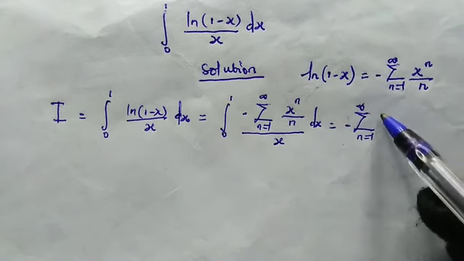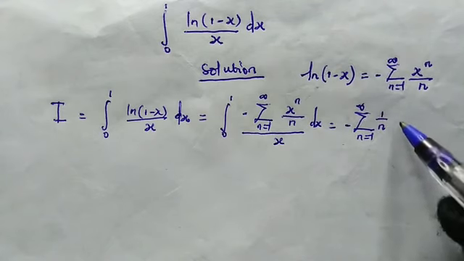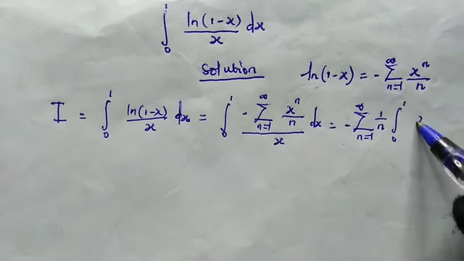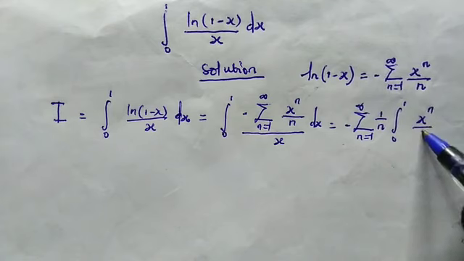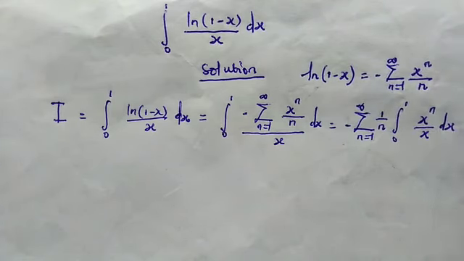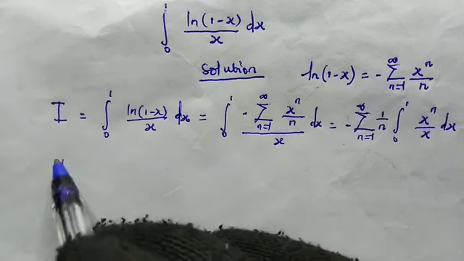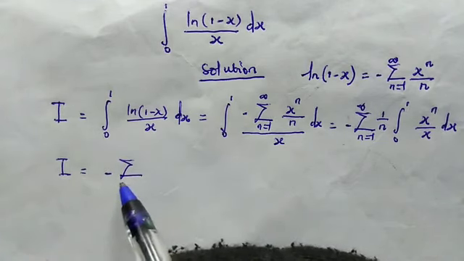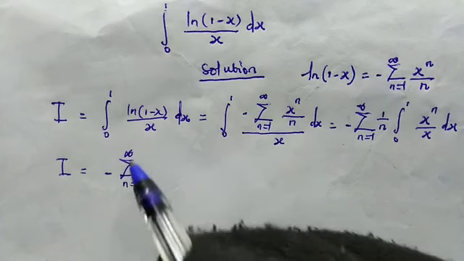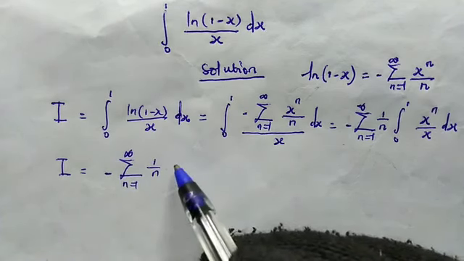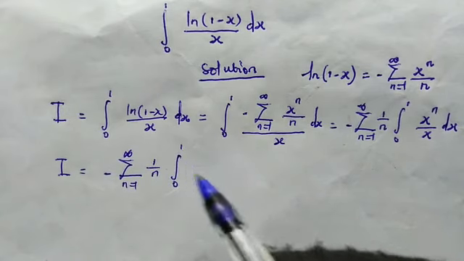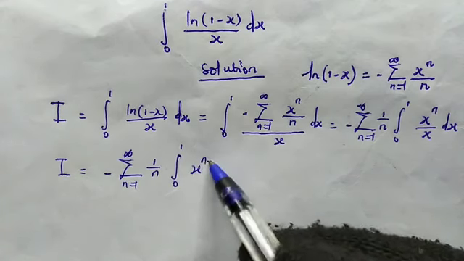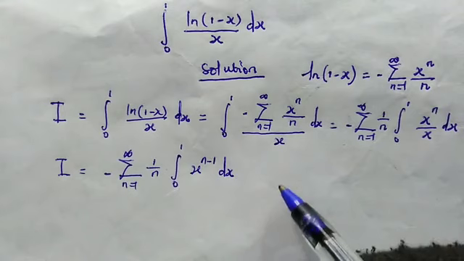We have the term here 1 over n. Then we have the integral from 0 to 1 of x raised to the power of n all over x dx, right? So from here we have I is equal to the negative sum from n equals 1 to infinity 1 over n times the integral from 0 to 1. Now with the law of exponents, we have x to the power of n minus 1 dx.